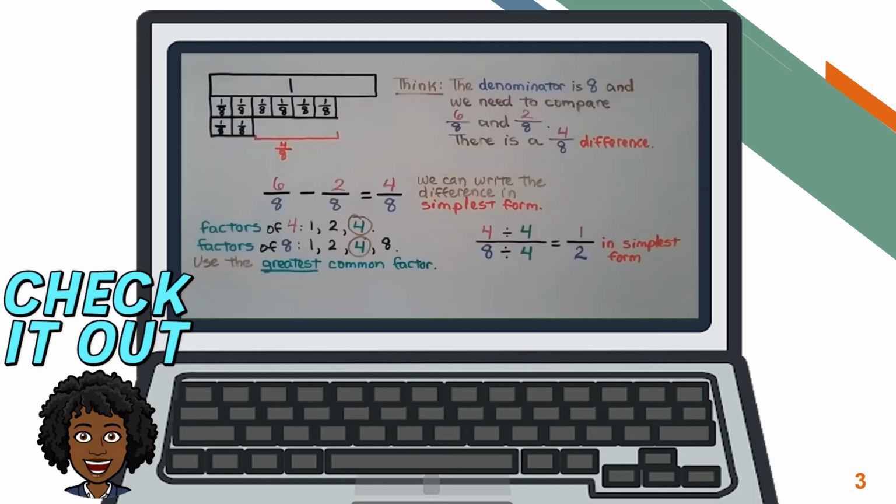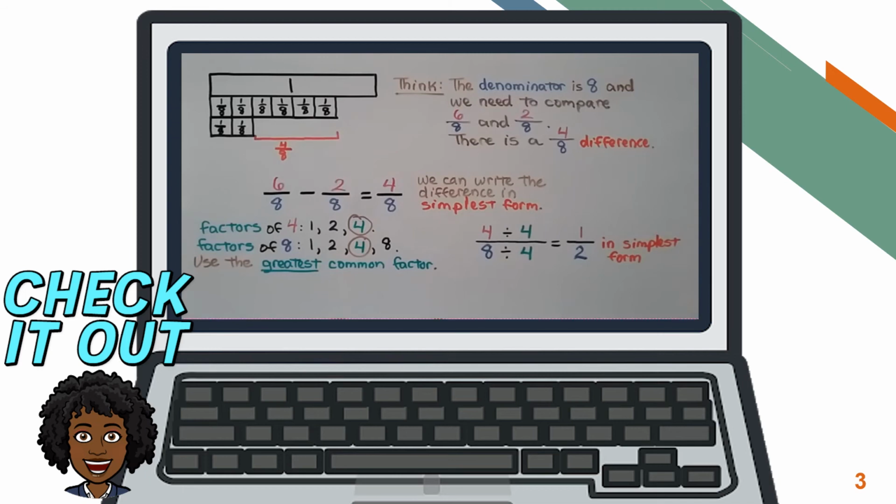To write an equation for this model, we see there's 1 whole, we see there's some eighths, and then we see there's another row with eighths and a bracket that's showing 4/8. We think the denominator is 8, and we need to compare 6/8 and 2/8, and there's a 4/8 difference. We can write 6/8 minus 2/8 is equal to 4/8.